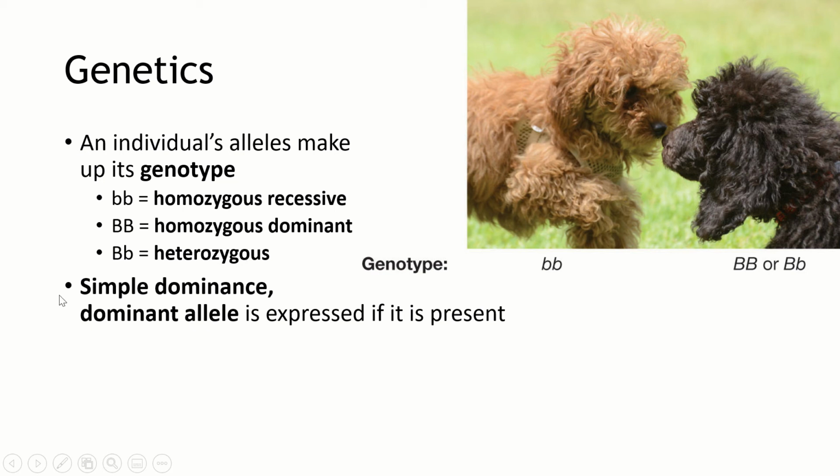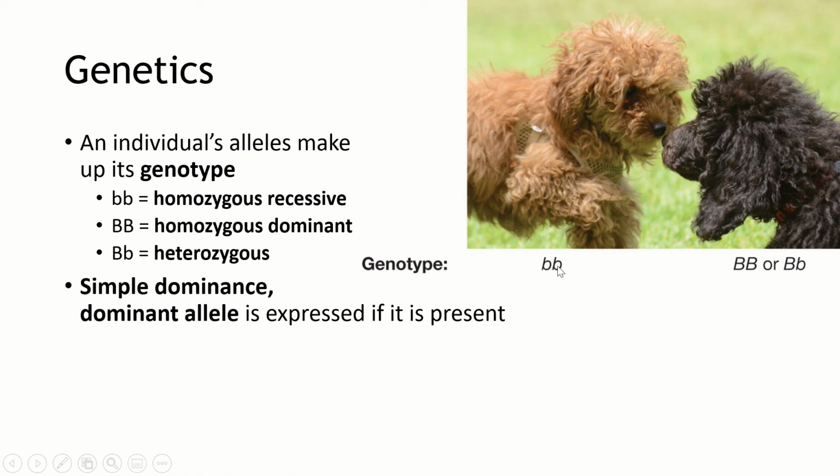Now, in the case of simple dominance, which is what we're going to talk about first, of course, inheritance is going to be more complicated than that, but we're just going to talk about simple dominance first. The dominant allele is expressed if it's present. So both the homozygous dominant and the heterozygous poodle show black fur because they have the black allele. The brown allele only shows up in the absence of the dominant allele. And in most cases, that means that the individual has two of them.